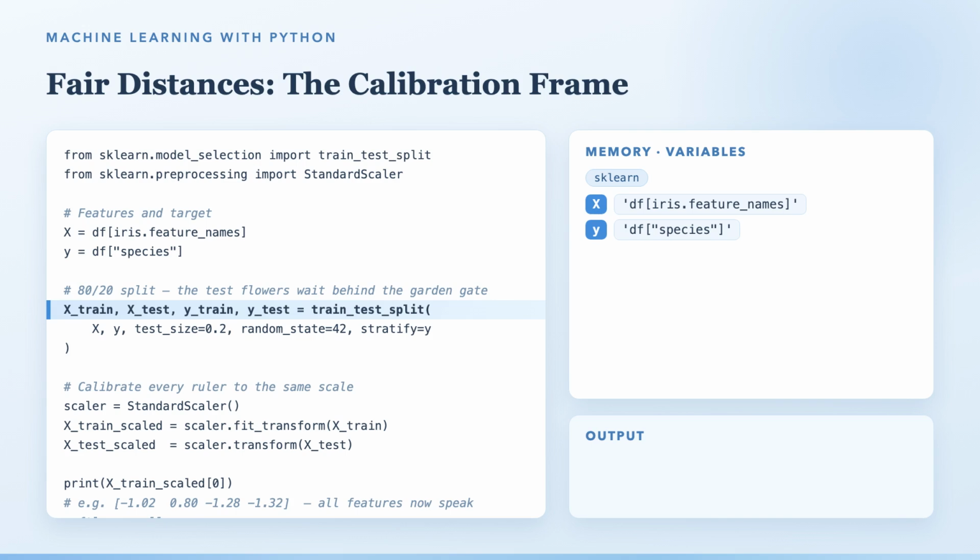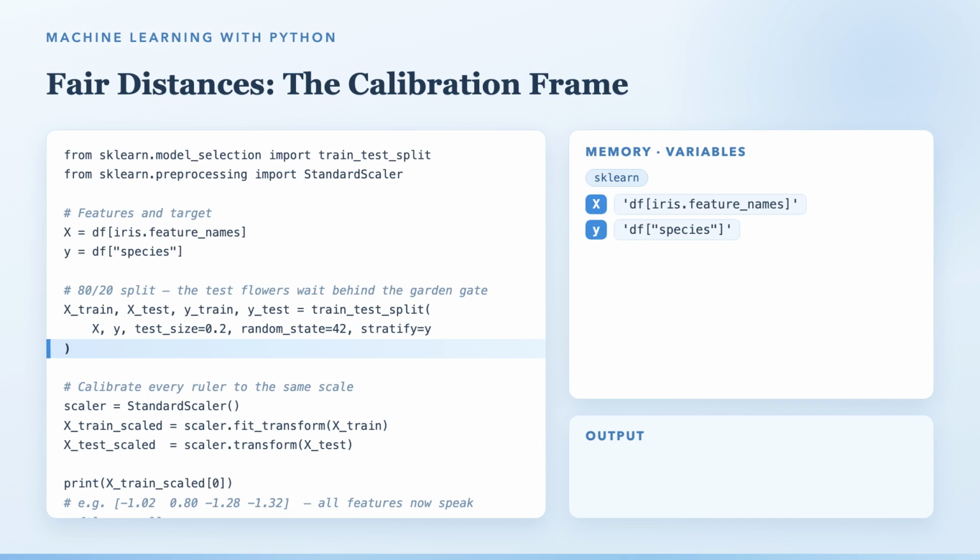Now the calibration frame. Standard scalar reshapes every ruler so each feature has a mean of 0 and a spread of 1. Every measurement now speaks at the same gentle volume. One quiet but important detail. We fit the scalar only on the training flowers. The test flowers receive the same rulers, but they never help build them. The courtyard stays honest.